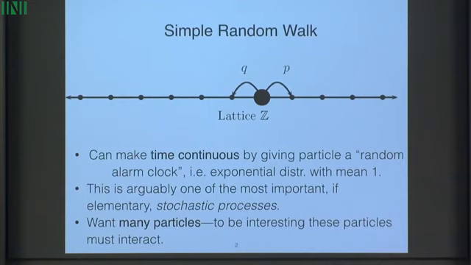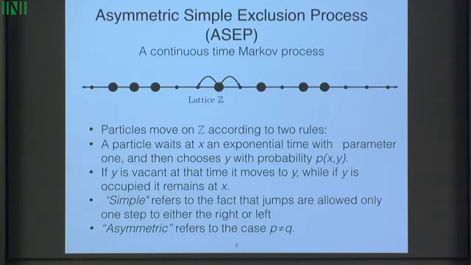Now we want many particles, and to be interesting, these particles must interact. If you just put down the particles and they don't know each other's presence, then you're just looking at the same problem over and over again. So what is the asymmetric simple exclusion process? Well, it's a continuous time Markov process. Eventually, we're going to want infinitely many particles, but we'll start with a finite number.